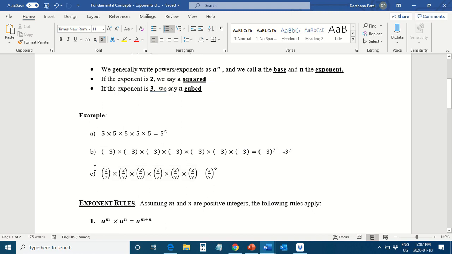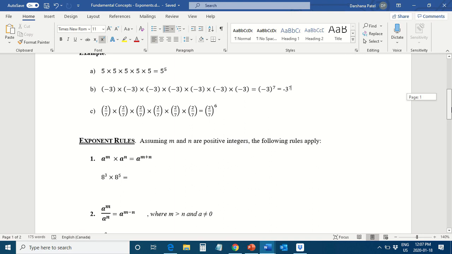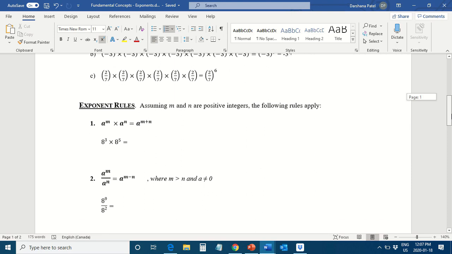Okay. A similar rule applies for fractions and decimals as well. If I have 2 over 7, multiplied by itself 6 times, we will get 2 over 7 to the power of 6. Exponent rules. Assuming m and n are positive integers, the following rules apply.